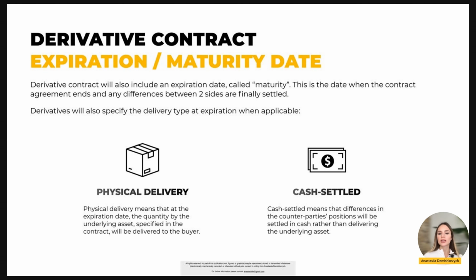All derivatives come with what is called the expiration date, also known as the maturity date. This is the last day when you can trade the derivative or make changes to the contract. After this date, the contract will settle and all positions will be closed. Some derivatives settle by physically delivering the underlying asset, which means that at the expiration date, the quantity of the underlying asset specified in the contract will be delivered to the buyer, while others are cash settled, meaning that the difference in the counterparties' positions will be settled in cash rather than delivering the underlying asset.